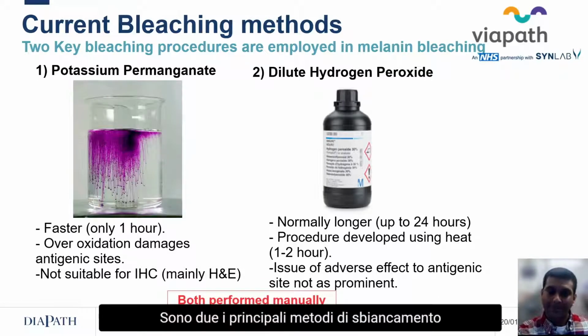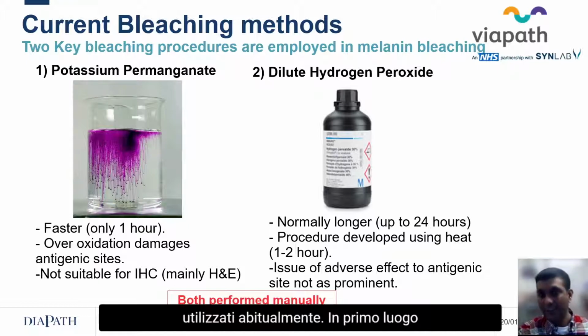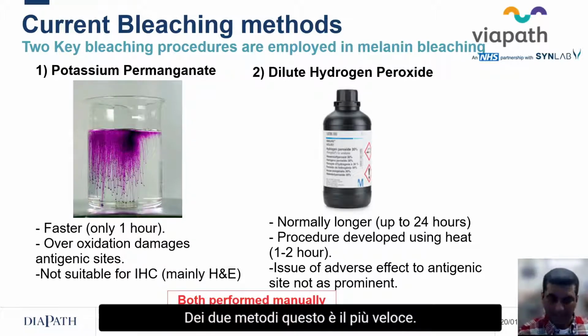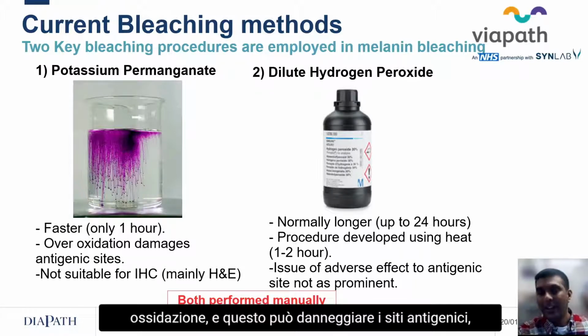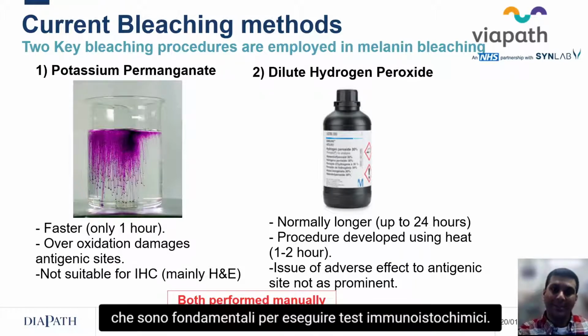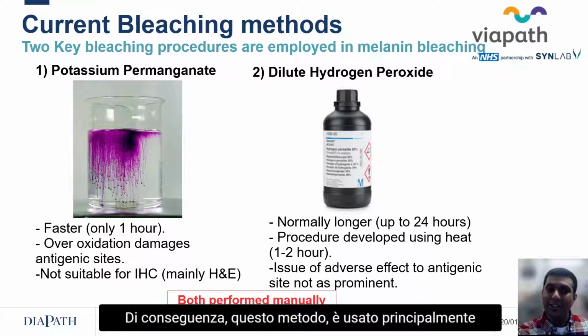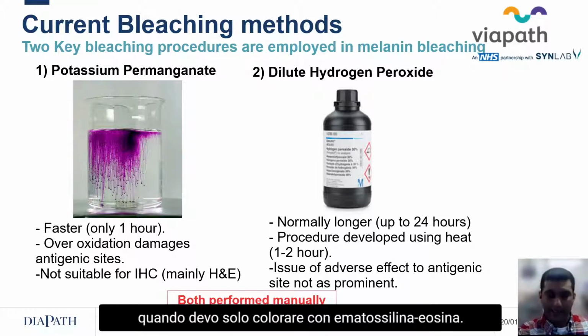So currently, there are two main bleaching methods that are utilized routinely. First of which is use of potassium permanganate. So this is the faster of the two methods. However, it can cause an issue of over-oxidization, and this can damage the antigenic sites, which are vital for performing immunohistochemical testing. So as a result, it's mainly just used for H&E staining.